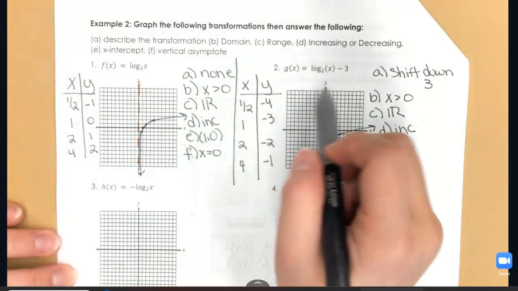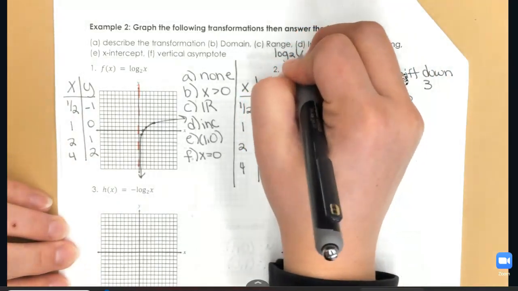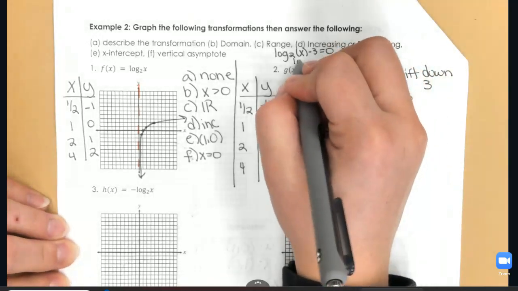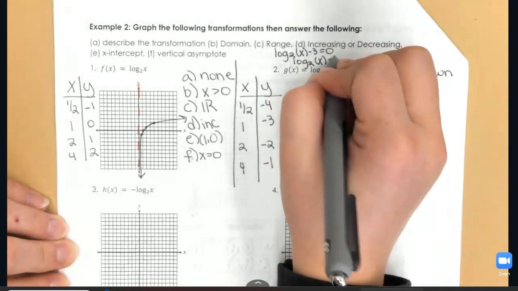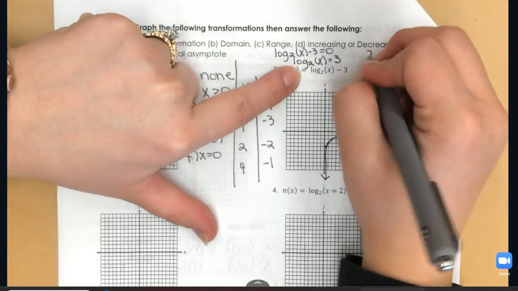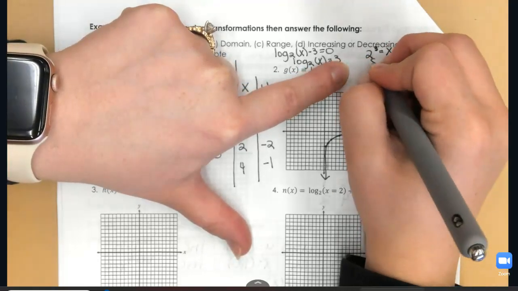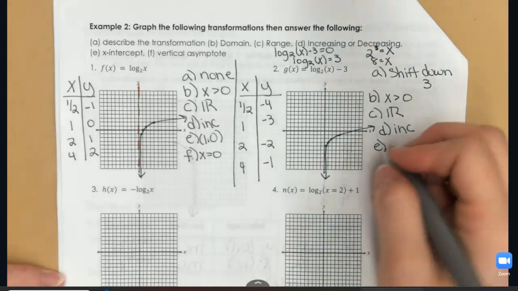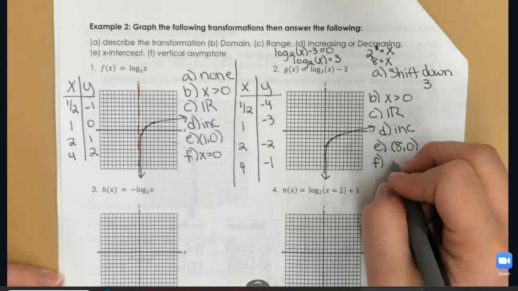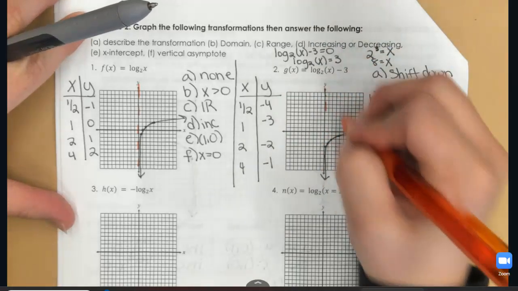So to find my new x-intercept, I'm going to need to take my equation and set it equal to 0. Now this is just a basic log equation. I want to get the log by itself. I will do that by adding 3. And now that the log is alone, I'll rewrite it as an exponential. So my base is 2, my exponent is 3, that's going to be equal to x. Well, 2 to the third is 8. So that means that my x-intercept is going to be at (8, 0). And then our vertical asymptote did not change here. It is still at the y-axis, x equals 0.